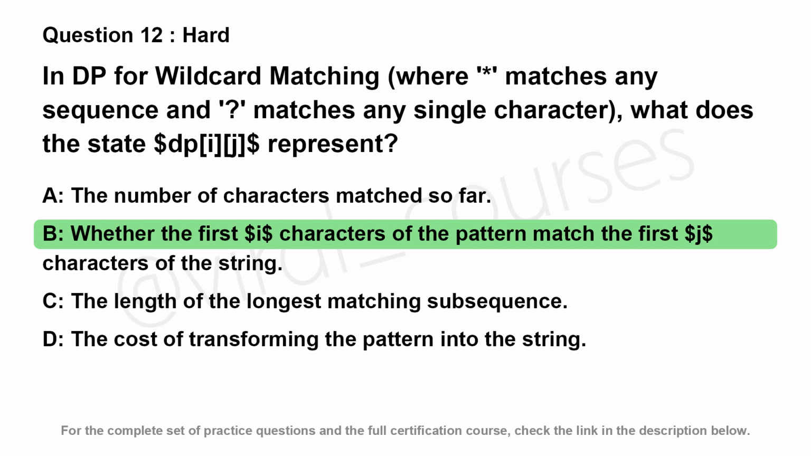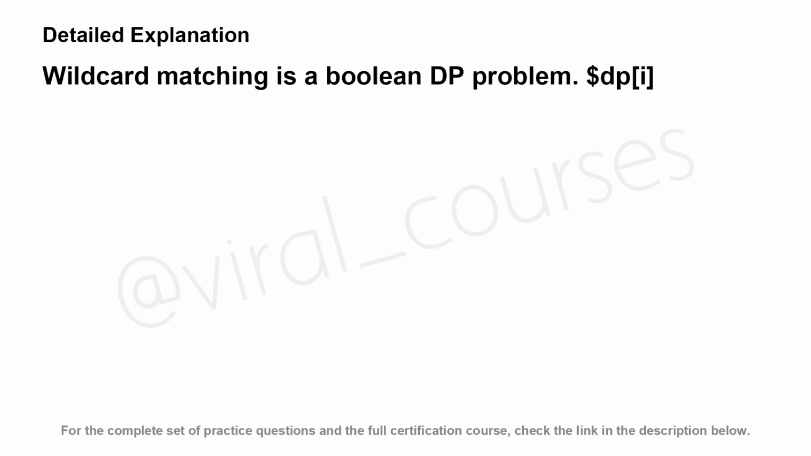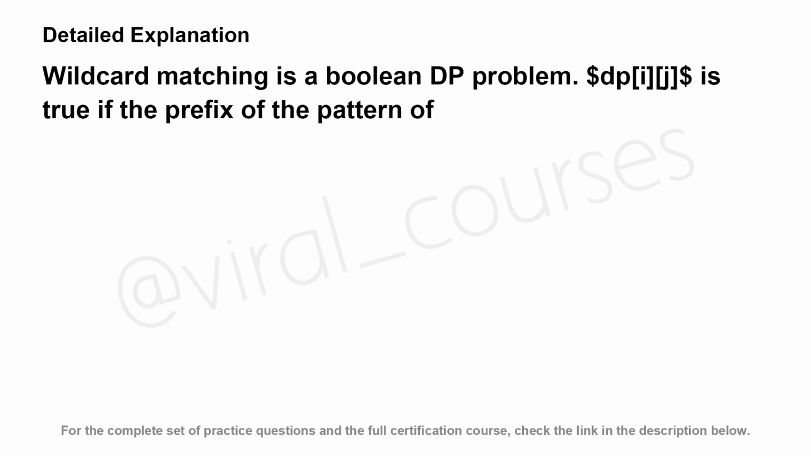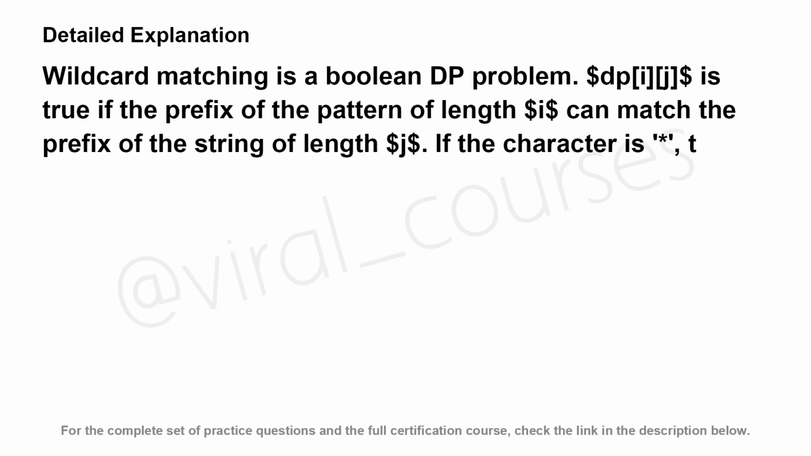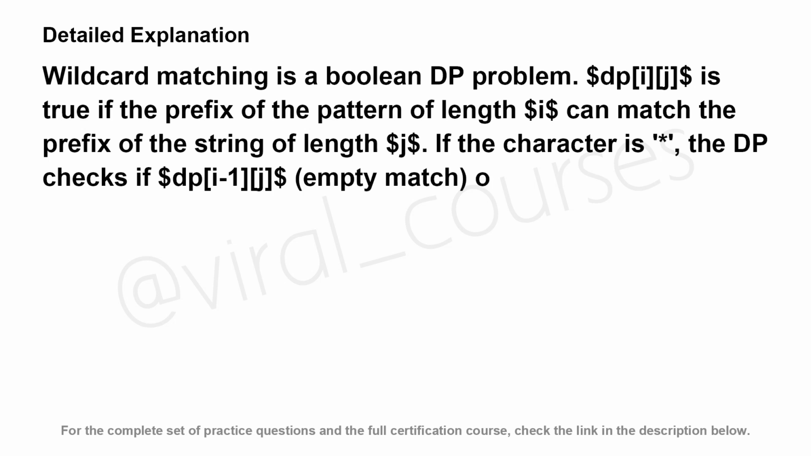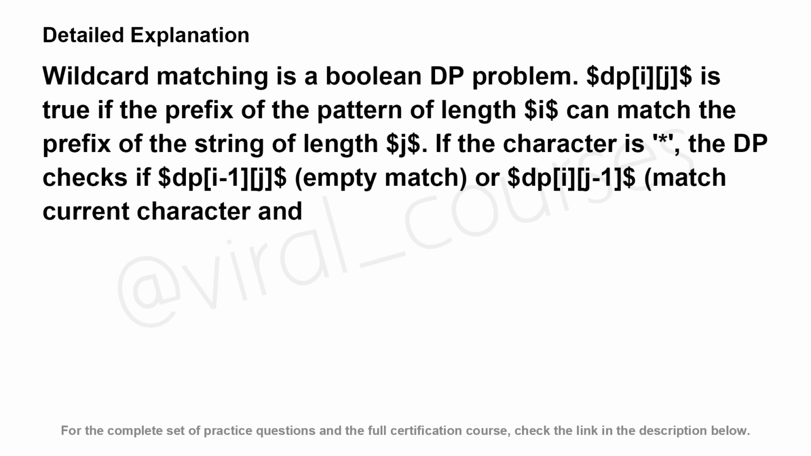The correct answer is B. Wildcard matching is a Boolean DP problem. $dp[i][j]$ is true if the prefix of the pattern of length $i$ can match the prefix of the string of length $j$. If the character is an asterisk, the DP checks if $dp[i-1][j]$ (empty match) or $dp[i][j-1]$ (match current character and keep asterisk) is true.